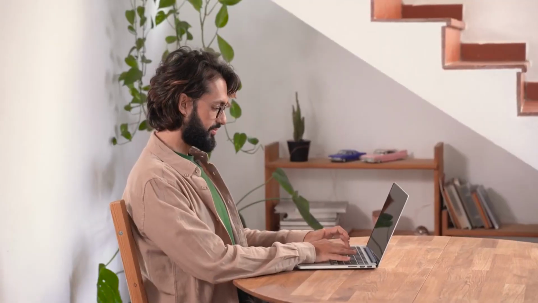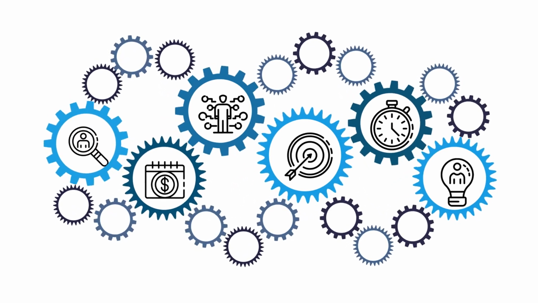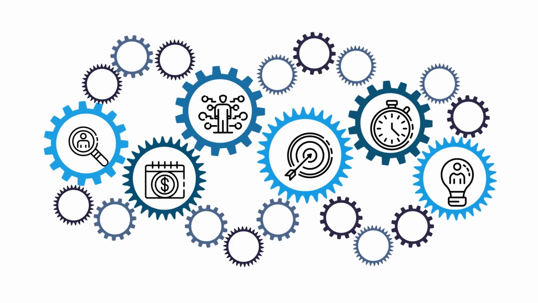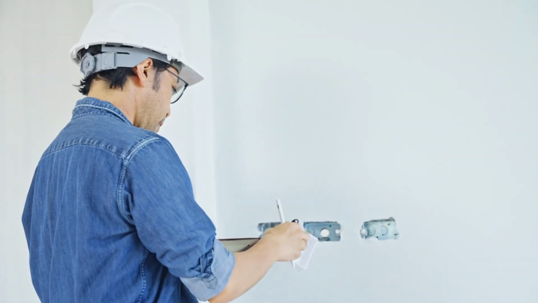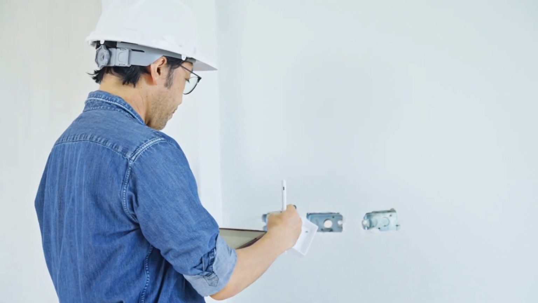Another crucial aspect of vacancy management is conducting regular property inspections. By proactively identifying and addressing maintenance issues, you can prevent small problems from escalating into larger, more costly repairs. Regular inspections also provide an opportunity to assess the condition of your property and make any necessary improvements to attract and retain tenants.